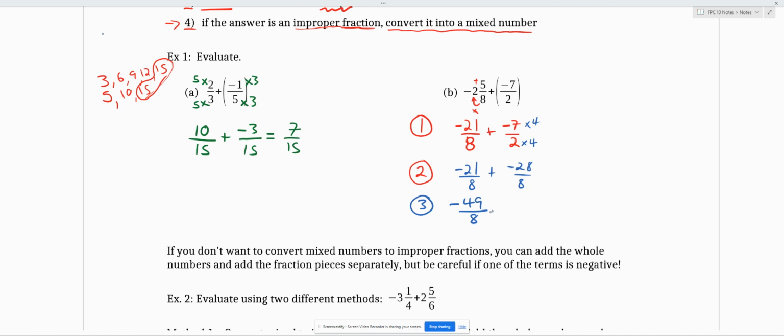And finally, I have to do step 4, which means I'm going to convert that back. So I'm going to convert this, and that means, hey, how many times does 8 go into 49? And that is going to be 6 whole times. Don't forget it's negative, though. So this is negative 6, 6 whole times. 6 times 8 is 48. So I'm going to have 1 left over, or 1/8. And there you go. There's your 4 steps. We converted, we got a common denominator, we added, and then we converted back. There's your 4 steps. All right.